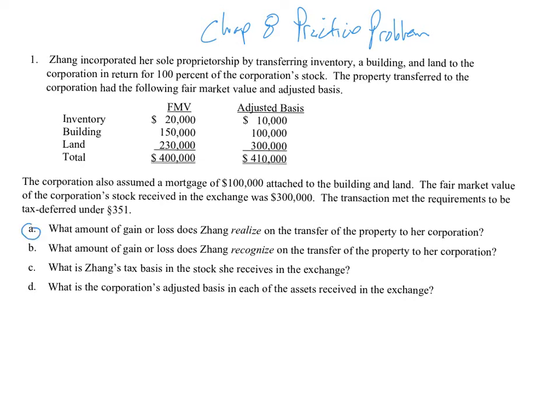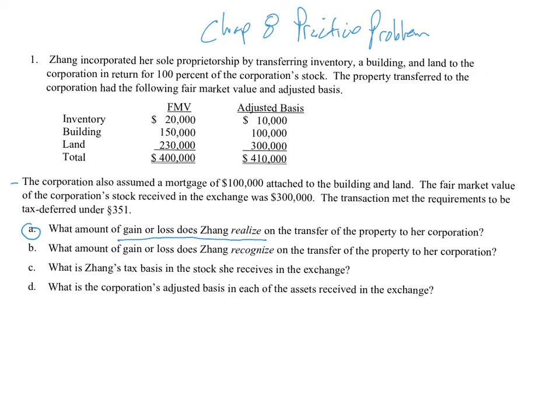Okay, and so part A asks us the amount of gain or loss that Zhang realizes on the transfer of property to her corporation. All right, so what's happening in general here, we've got this individual who is incorporating a sole proprietorship, and in doing so, she is also transferring inventory, a building, and land in return for 100% of the corporation's stock. The property transferred has all of this following information, okay? And then we've got some additional information.